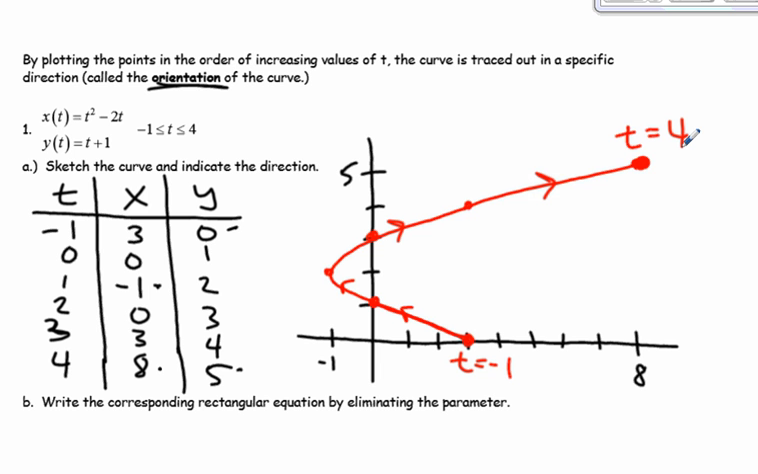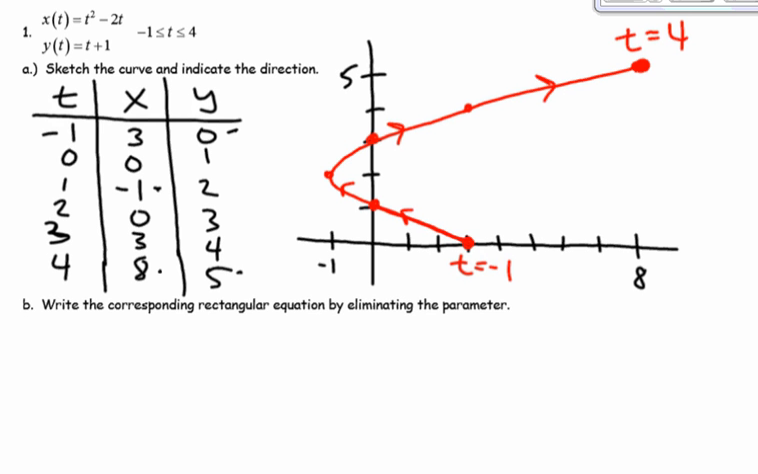All right, so now it says to write the corresponding rectangular equation by eliminating the parameters. So what that means is you kind of want to just fuse these two components together, and you would come up with an equation that represents that in rectangular form. The easiest way to do that is your y value is t plus 1. So we want to get t by itself.